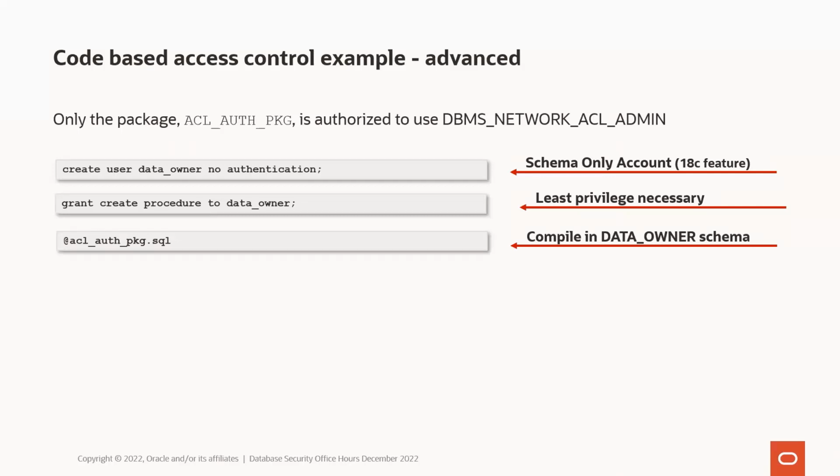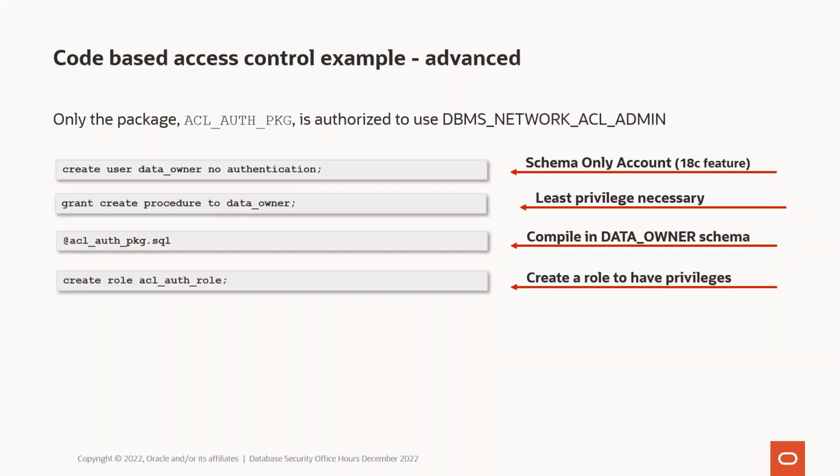So again, same thing. I created my data owner that's going to own the package. I gave it create procedure. That's the procedure it needs. And then I'm compiling my package in there. So you'll notice that I didn't give it anything else. I didn't give it read on any tables. I didn't give it execute on this DBMS network ACL package. I've been able to compile my package.